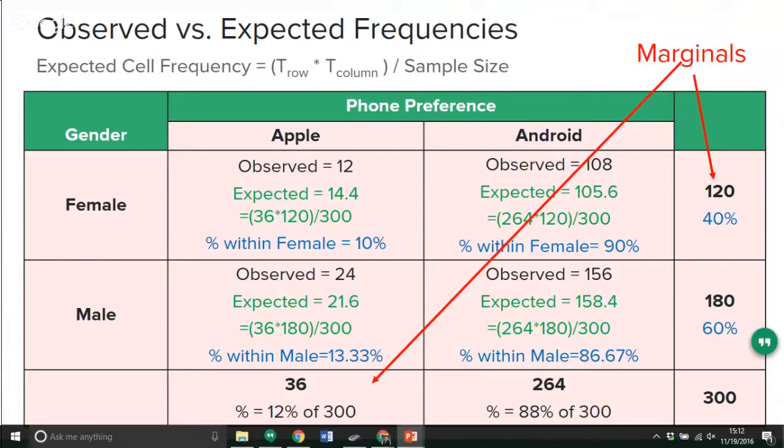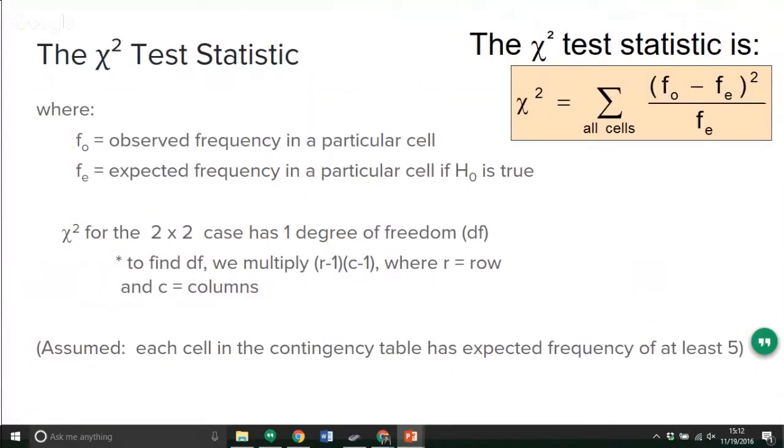So the chi-square statistic is the observed minus the expected frequencies, squared, again, because we can't have negative numbers in case we do. Then we need to divide it by the expected frequencies, and we add all of the cells up.